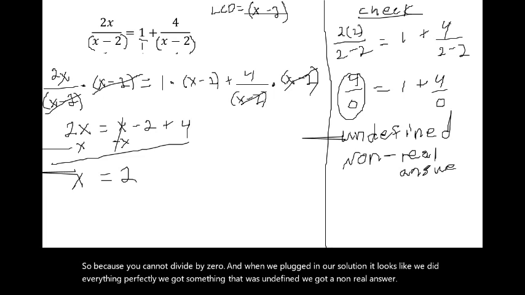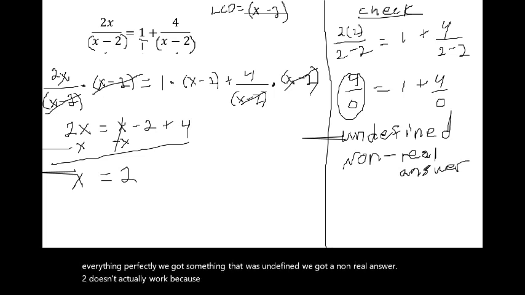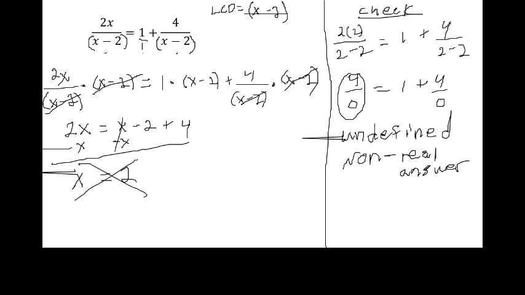Because of this, 2 doesn't actually work, because when you plug 2 back into the original equation, you get something that's not real. You get something that's undefined. You don't get an actual number. So that means 2 does not satisfy the equation. So this solution that it looks like it should be our answer actually isn't.